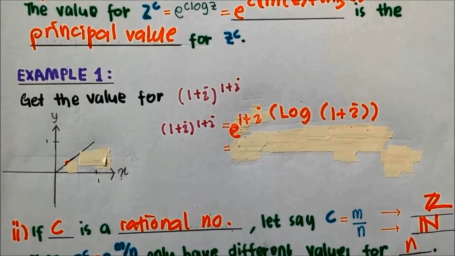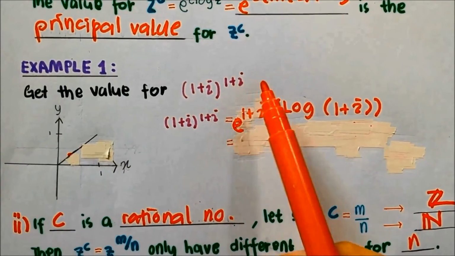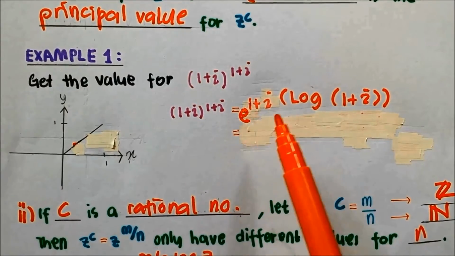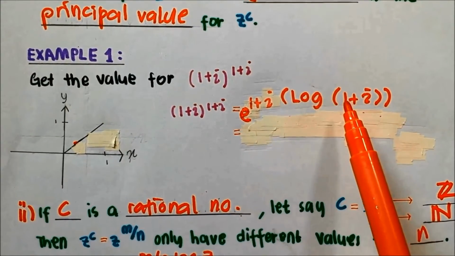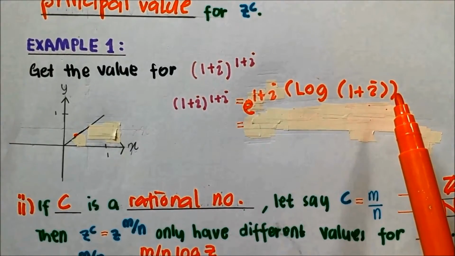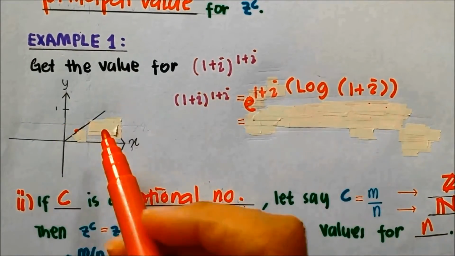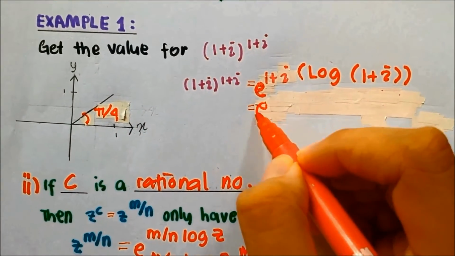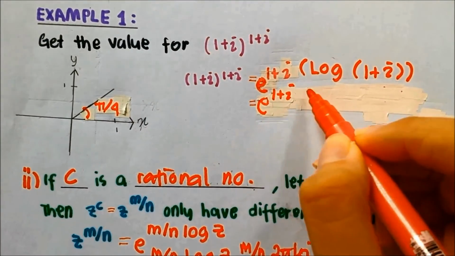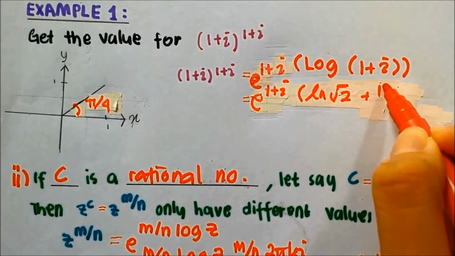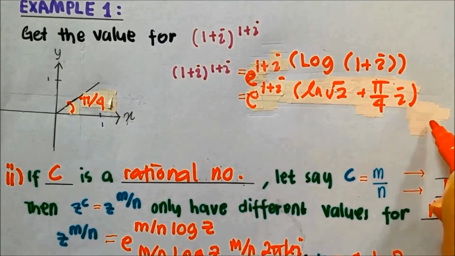Now, let us take a look at example 1. Get the value for (1 plus i) to the power (1 plus i). (1 plus i) to the power (1 plus i) equals e to the (1 plus i) log (1 plus i). And then we solve for this part, and we know the argument for 1 plus i equals pi over 4. And then we get e to the (1 plus i)(ln root 2 plus pi over 4 i).